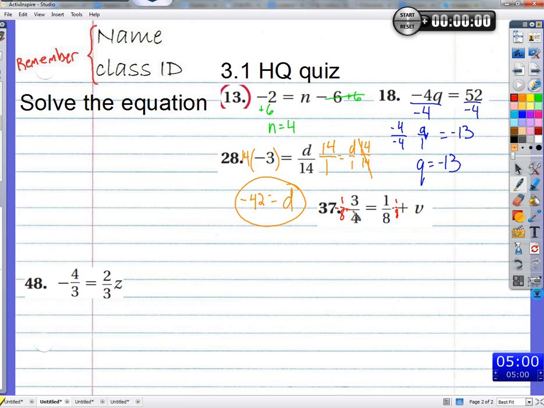Subtract 1/8. Okay. Well, how do I do 3/4 minus 1/8? Just turn 3/4 into something over 8. And what will that be over 8? 6/8. 6/8 minus 1/8 equals v, so 5/8 is v.